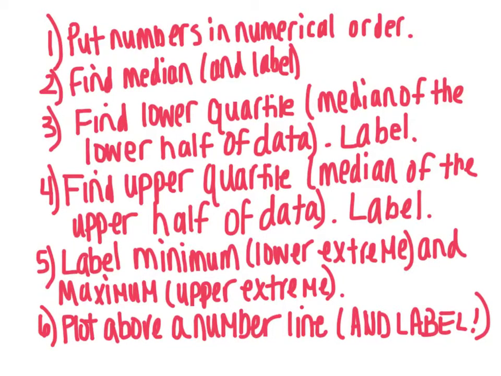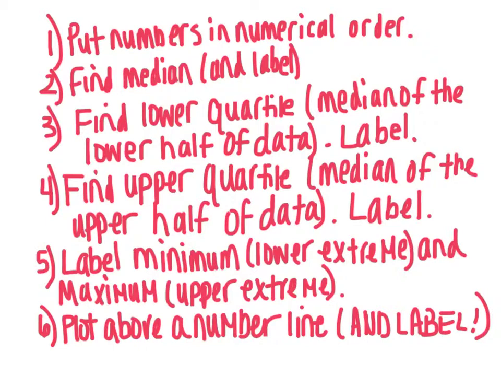Alright, here are the steps for how to make your box and whisker plot. Copy them into your notes if you're not sure how to do this yet. So first things first, put the numbers in numerical order. Remember, that means from least to greatest. Then you're going to find the median, or that middle value, and label it.